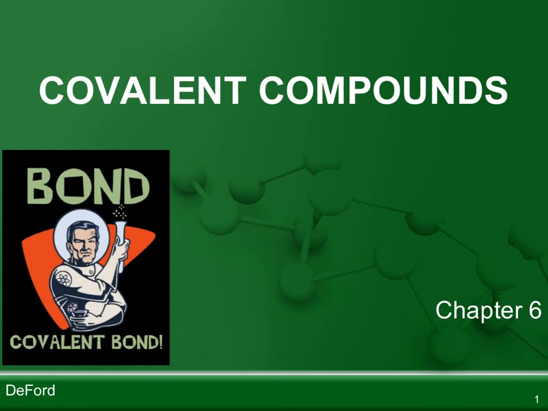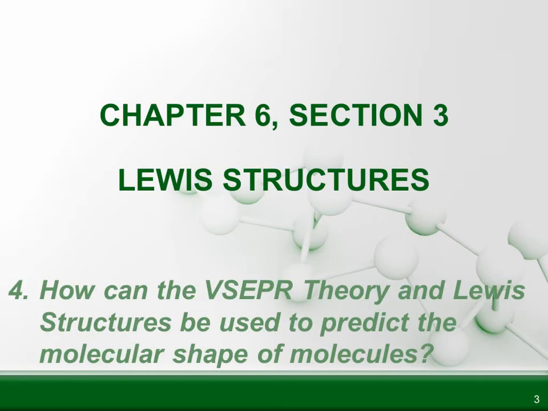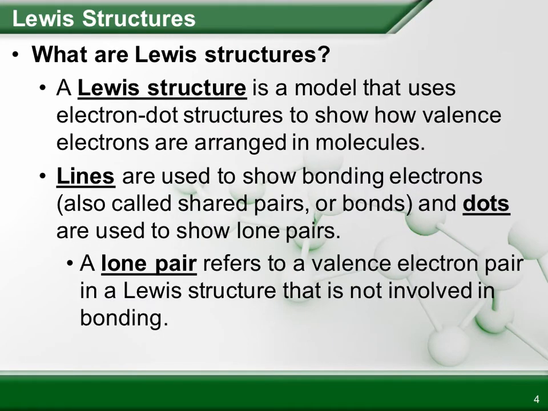Welcome back. We're still in Chapter 6 talking about covalent compounds, and today we'll look at Lewis structures. Lewis structures are models that use electron dot structures to show the arrangement of valence electrons in molecules.